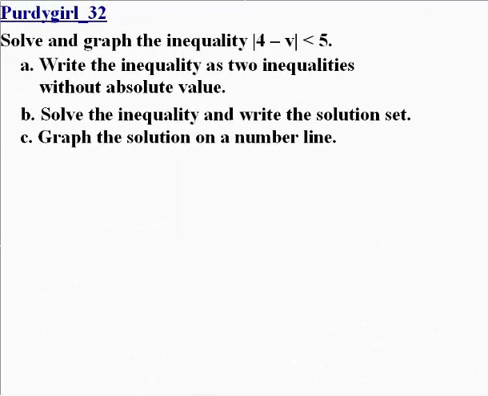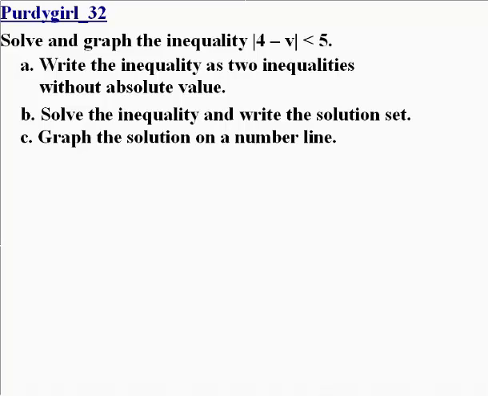Today's question is an inequality question. It was posed by Pretty Girl 32, and the question reads: solve and graph the inequality, absolute value of 4 minus v is less than 5. A. Write the inequality as two inequalities without absolute value. B. Solve the inequality and write the solution set. C. Graph the solution on a number line.